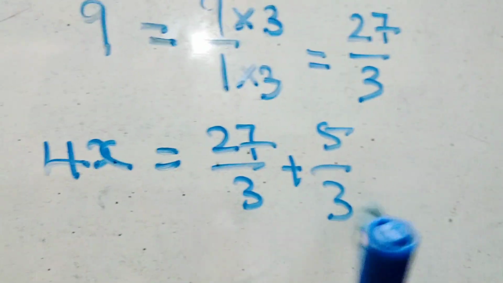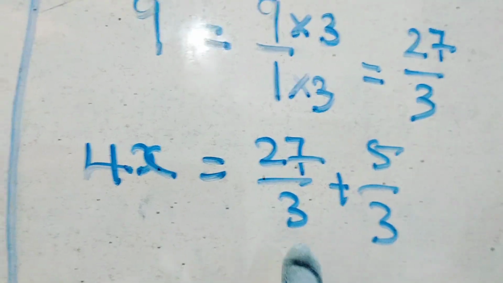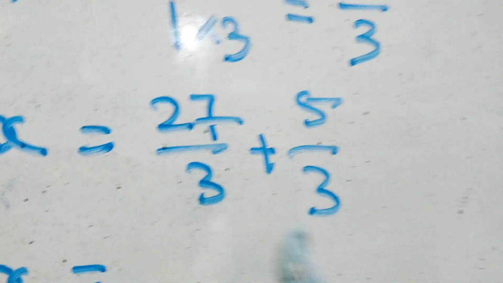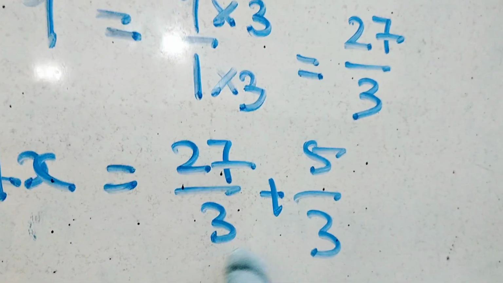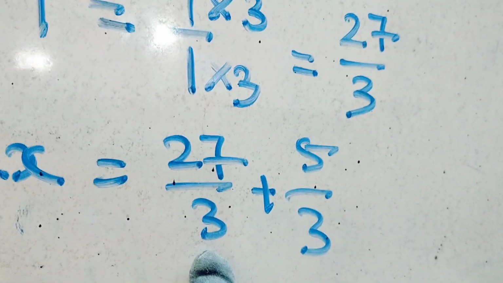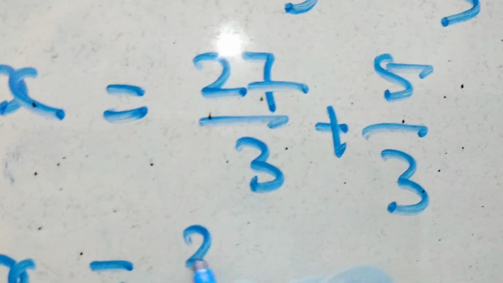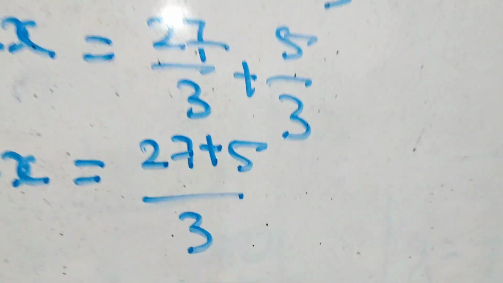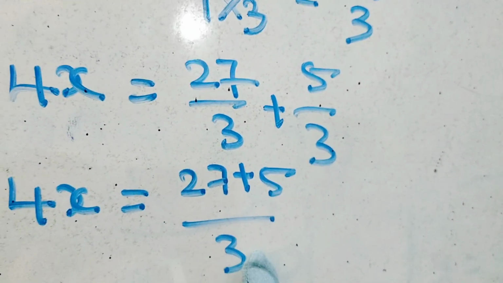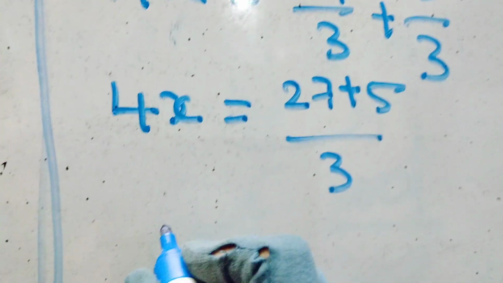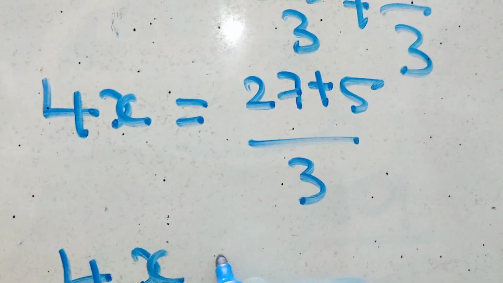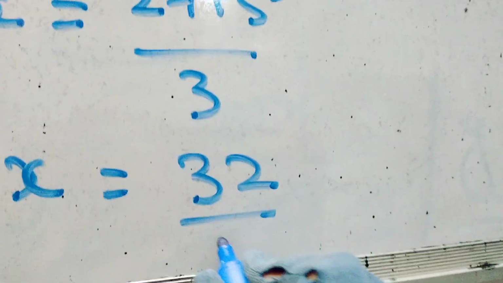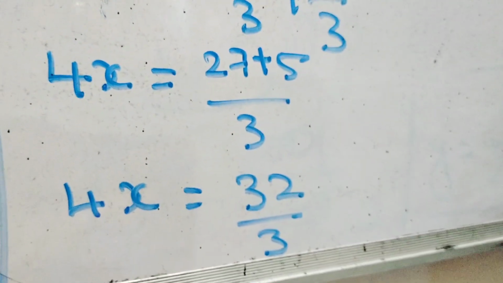Now the denominators are common. These are like fractions, so now we can add them easily. Fractions which have the same denominator are called like fractions. You have to add only the numerators; the denominator you will keep in common. 27 plus 5 by 3 is 32. So 4x is equal to 32 by 3. Okay, fine.